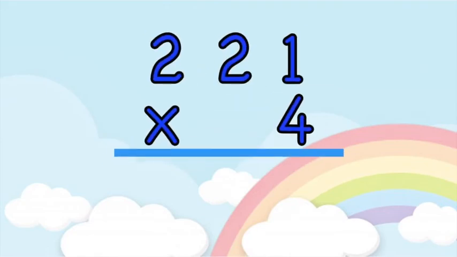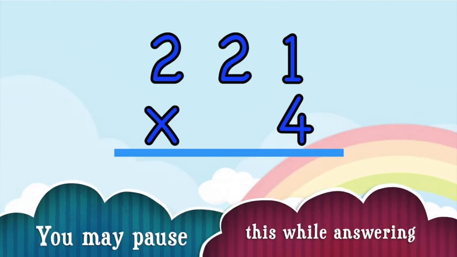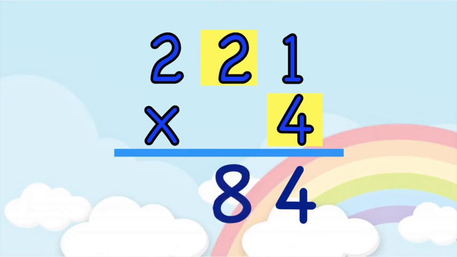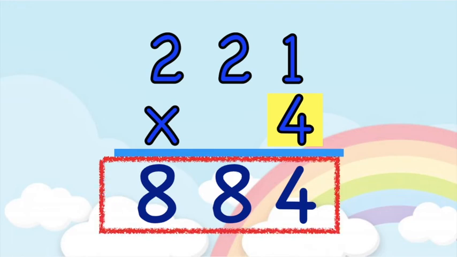How about if we have 221 times 4? Let's solve it together. 4 times 1, that is? Good job, it's 4. How about 4 times 2? 4, 8. Good job, children. Again, what is 4 times 2? Very good, it's 8. So, the product of 221 and 4 is 884.